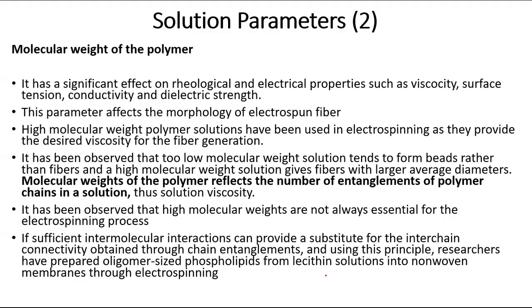The high molecular weights are not always essential specifically for electrospinning, not like in other spinning methods. If there are sufficient intermolecular interactions within the solution, the entanglements are sufficient enough, it can provide a substitute for the interaction connectivity which can be obtained through chain entanglement. So in principle, you don't have to have a very high molecular weight like in the normal spinning operation, but you need to have the necessary molecular entanglement. Therefore, the necessary molecular weight needs to be there.